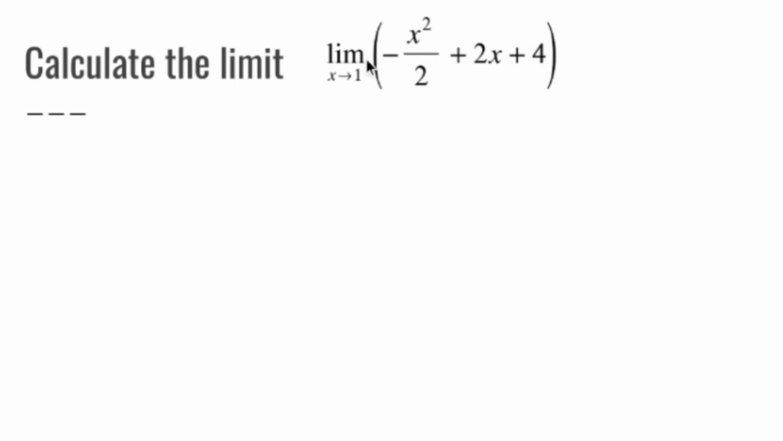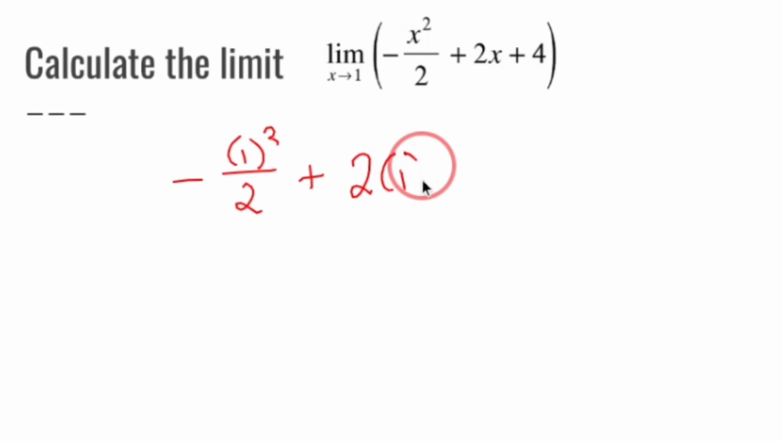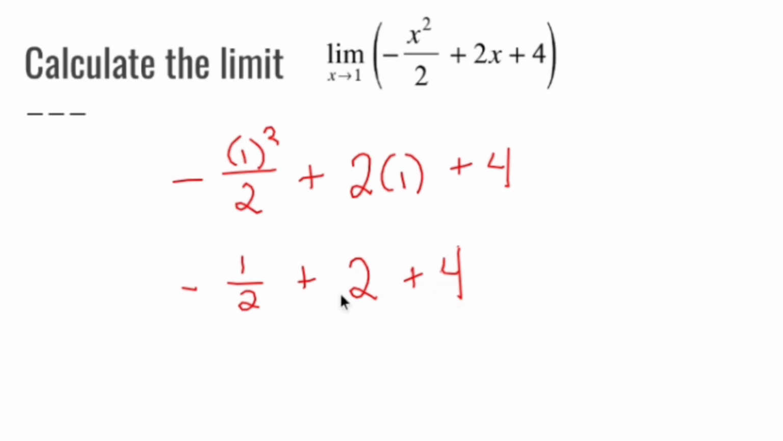Okay, we can plug in 1 for x squared, so this will look like negative 1 squared over 2 plus, plug it in again, 2 times 1 plus 4. And then use the order of operations to simplify. So negative 1 squared is 1, so we get a half, plus 2 times 1 is 2, plus 4. Negative 1/2 plus 2 is negative, just kidding, 1.5 plus 4, which is 5.5. Now, this is just a normal number, which means this is my answer.